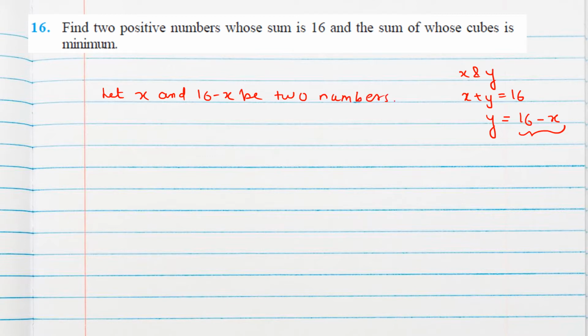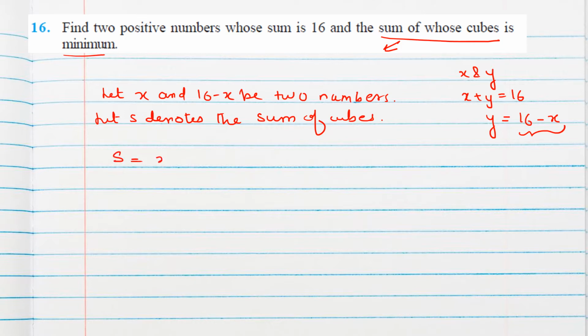Now, what is the condition given? Sum of whose cube is minimum. So, this function should be minimum. So, this will be our function. So, let S denote the sum of cubes. Then S will be what? Cube of first number plus cube of the second number. Now, this should be minimum.